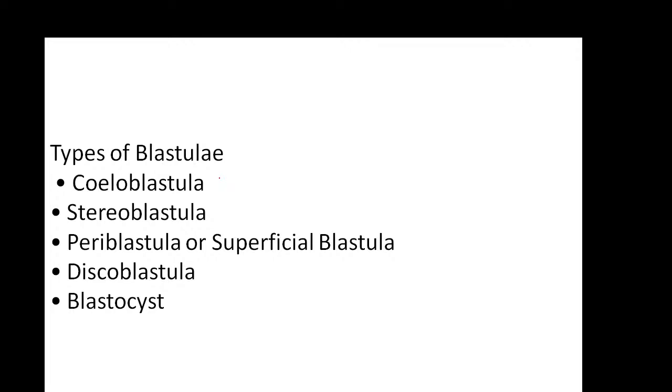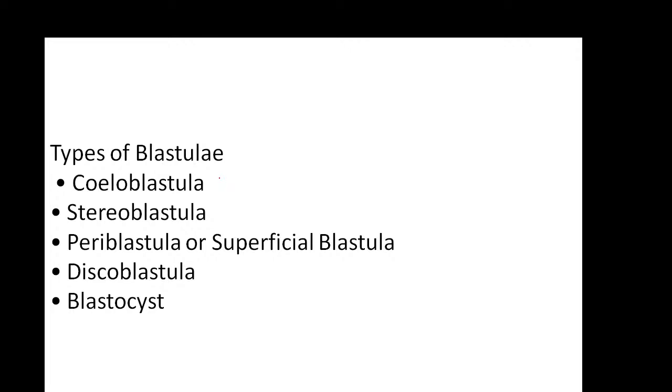Then, the blastula is of different types based on the characters or type of egg. That is the amount and distribution of yolk. The types of egg are classified based on the amount and distribution of yolk. So the types of blastula also come based on the types of egg.